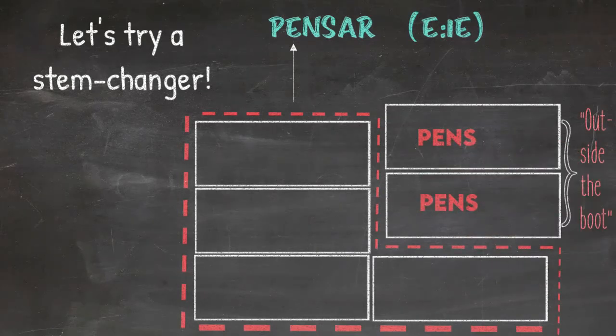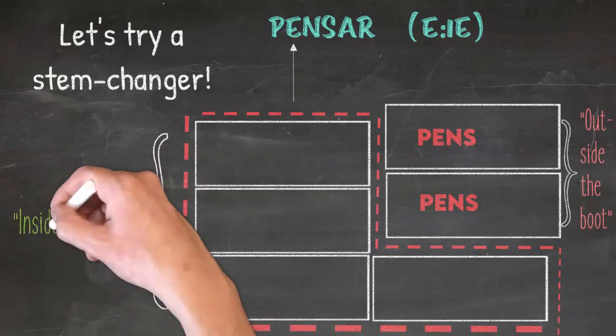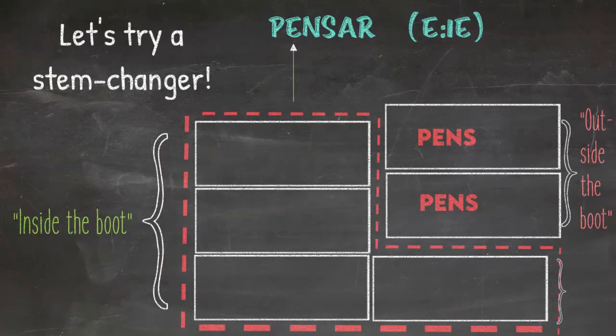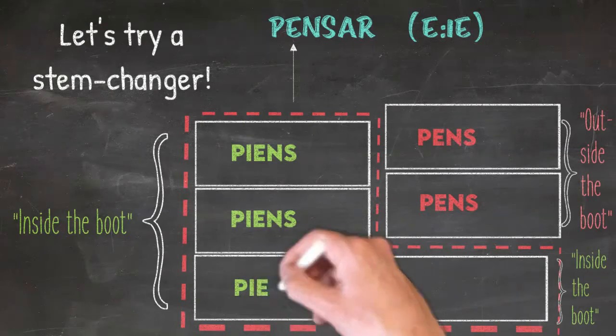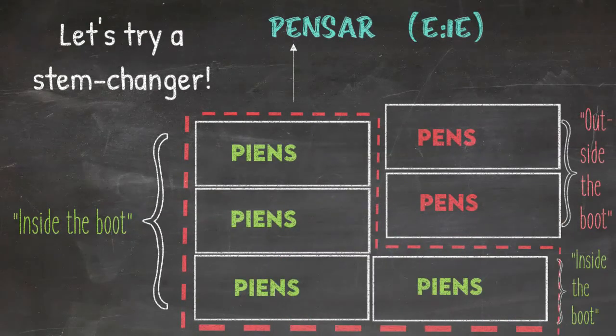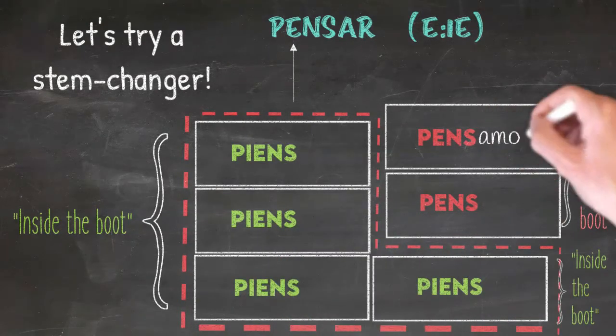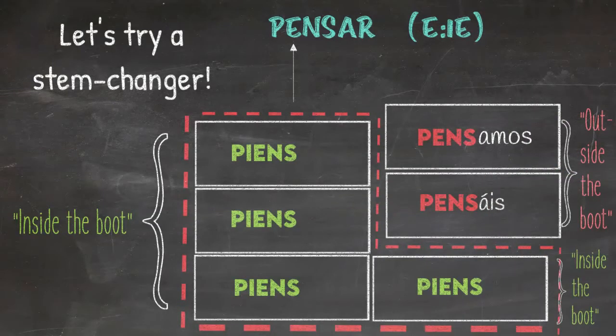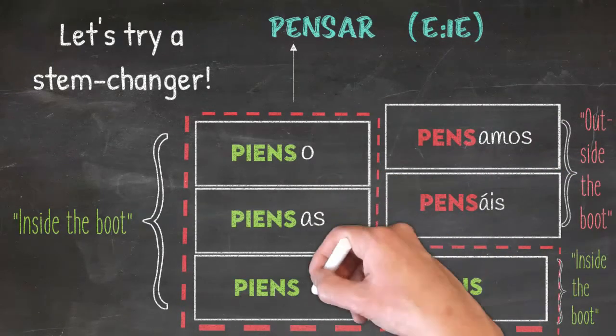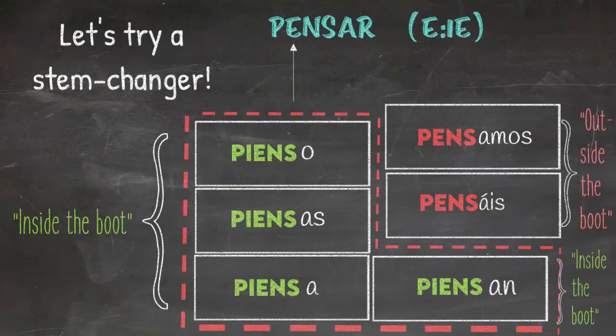However, inside the boot, you can see what's coming. The E will change to an IE and become piens. And this slight change adds a syllable to the word. And it sounds different to the native speaker. Yo penso versus yo pienso. Add the appropriate endings. This time it's an AR verb. And you get I think, you think, he thinks.